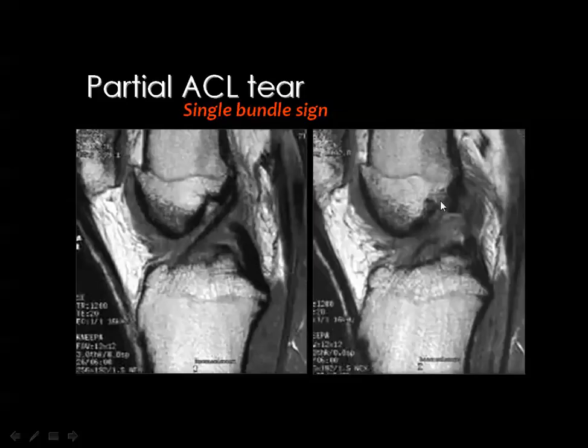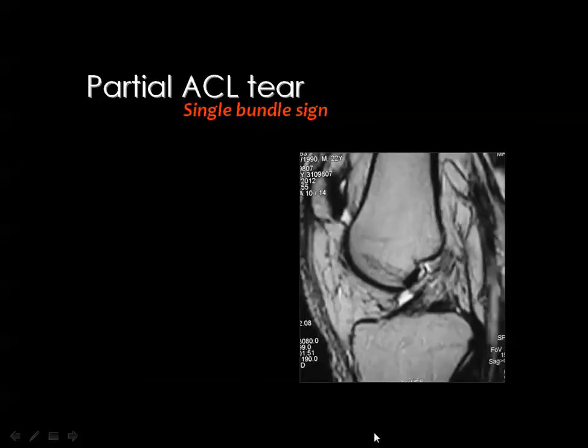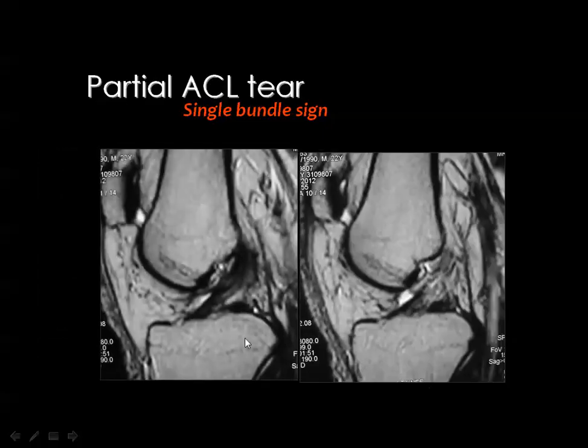This is also a sign which is known as the single bundle sign, and you know that the ACL is formed of two bundles. If you see the ACL is intact in one sagittal image, and the next image shows that the ACL is ruptured, then you know that one bundle is intact and the second bundle is ruptured, and this means that the ACL is partially torn. Then look at this ACL. What do you think? It's ruptured. Then look at the image before and you see that the ACL is more or less intact, and this is a single bundle sign.